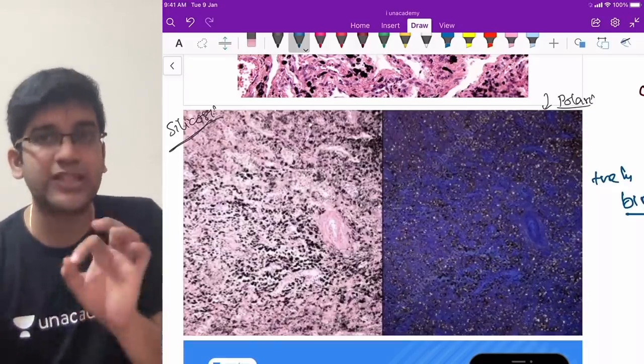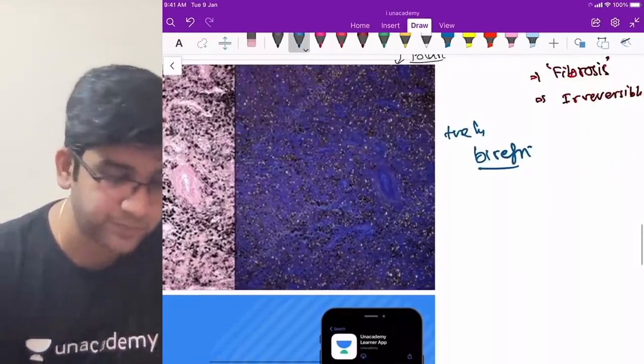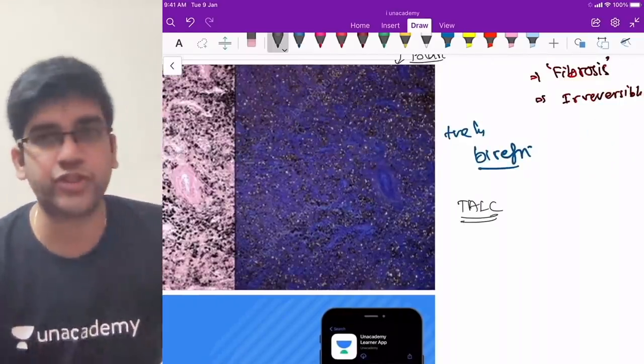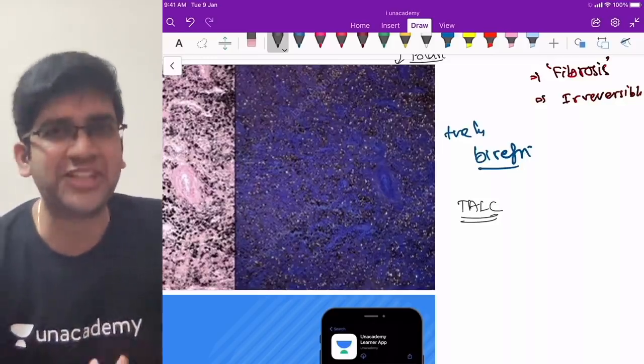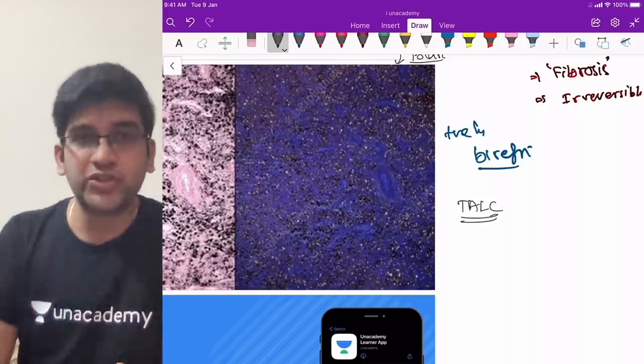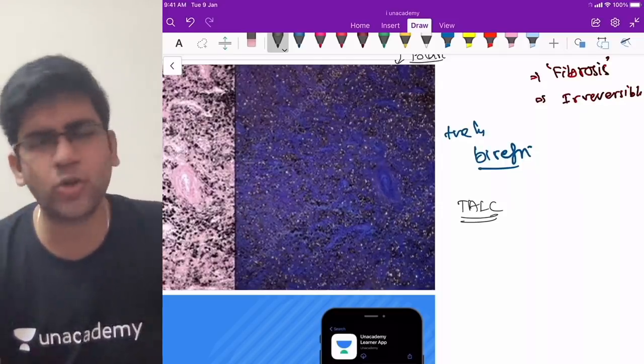One more thing which can be birefringent in the lung, I just want to take a detour and tell you about that as well. Talc powder. Talc is also birefringent. You must be wondering who's going to inhale talcum powder, right? Talcum powder in my microscopy looks the same way as a silica particle. Maybe a little bit of difference will be there in the birefringence, but almost the same way.